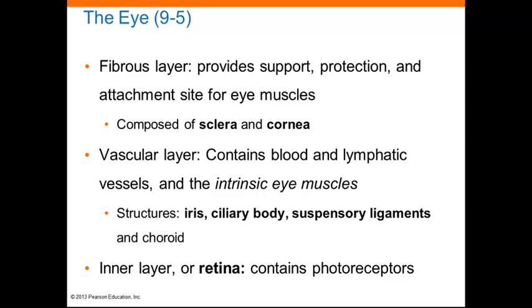The inner layer is also called the retina. The inner layer includes a pigmented part, which absorbs light, a neural part, which contains photoreceptors, and supportive cells and neurons, as well as blood vessels.